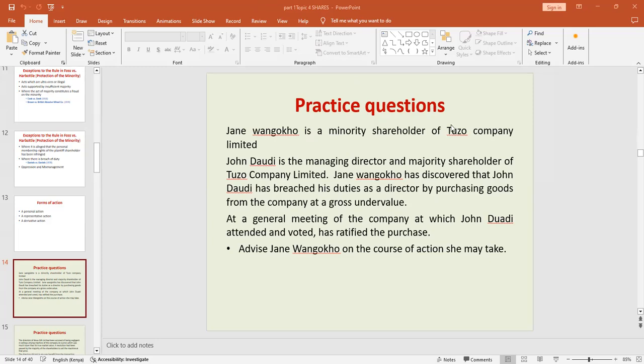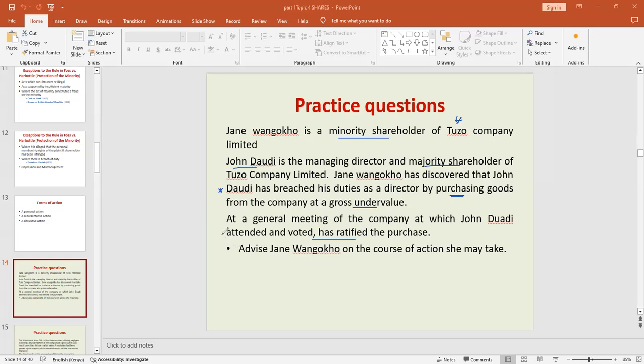Okay, so your answer is Jen can sue for breach of contract. Well, that's the thing. Now you're being asked the cause of action. What do you have here? You have Jen, who is a minority shareholder in this company, and we have the managing director, who is also a majority shareholder. The problem is that Jen has discovered that John has breached his duties as a director by purchasing goods from the company at a gross undervalue. So John is buying things cheap from the company, and then in a meeting, John is voting to ratify the purchase.